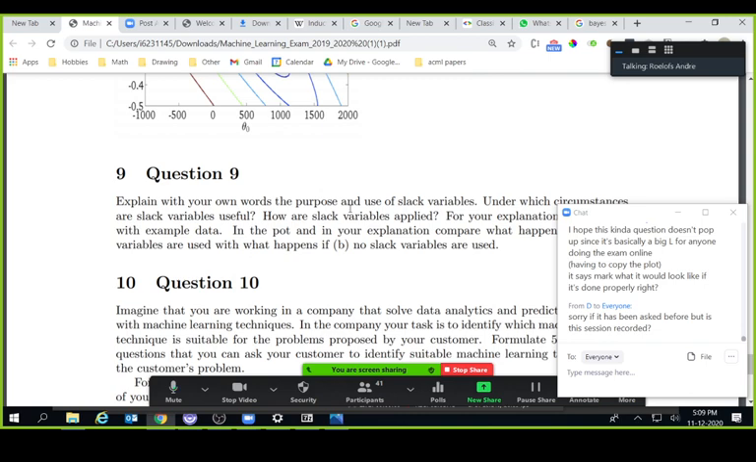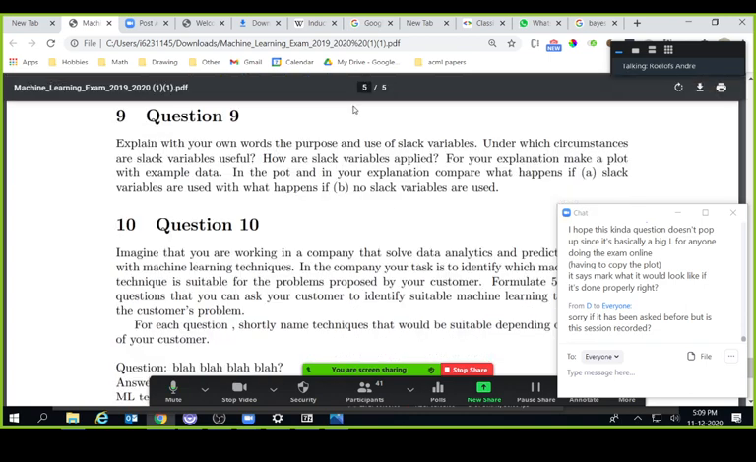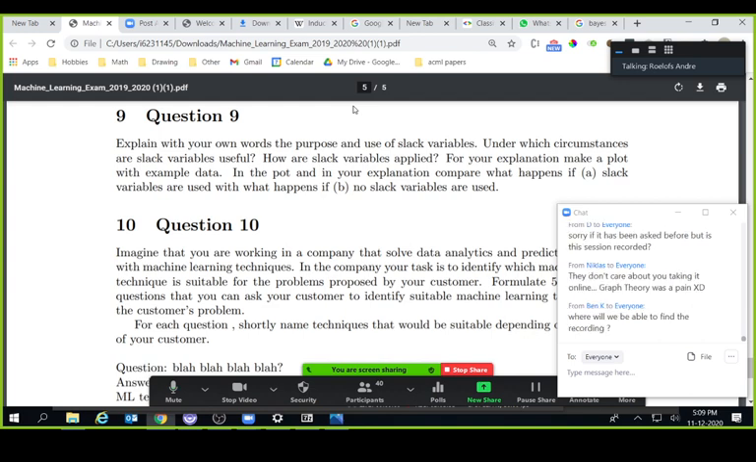So, explain with your own words the purpose and use of slack variables in SVMs. Under which circumstances are slack variables useful? How are slack variables applied? For your explanation, make the plot with example data. Oh boy. Okay, why is this so much drawing? Actually, I think I start remembering why this was a 3-hour exam. In the plot and in your explanation, compare what happens if slack variables are used with what happens if slack variables are not used.